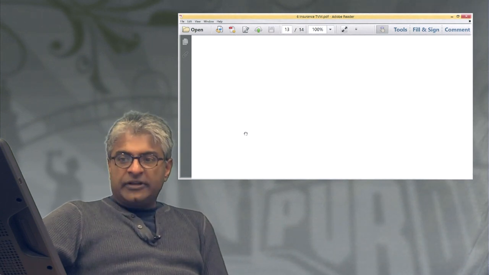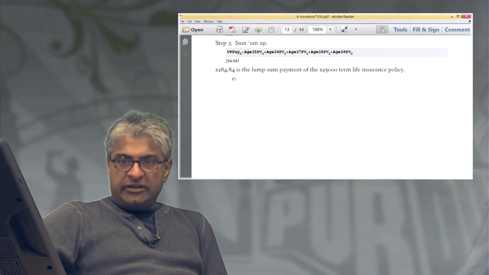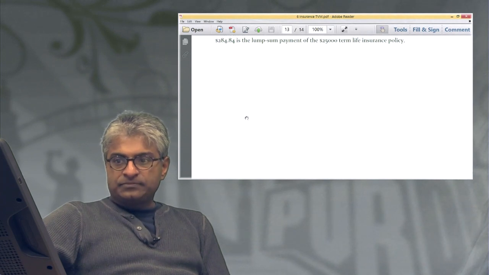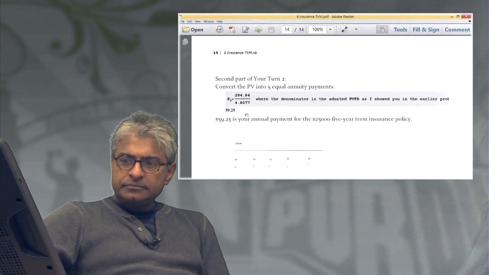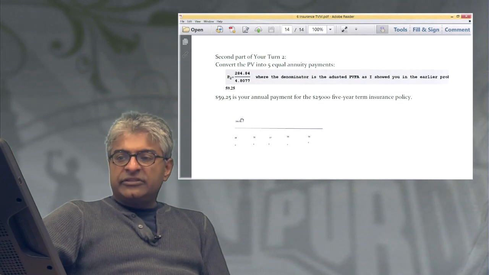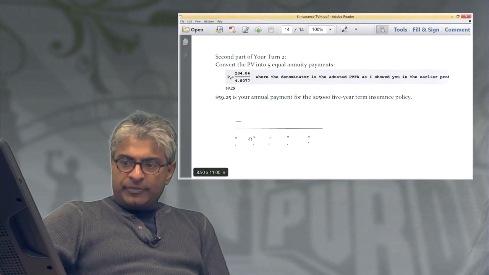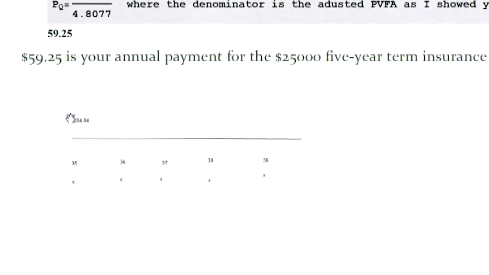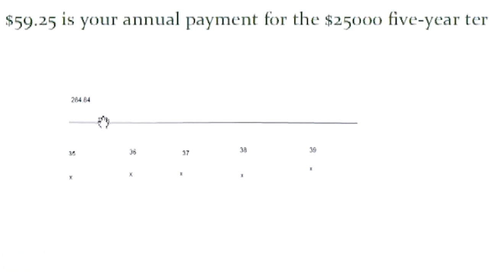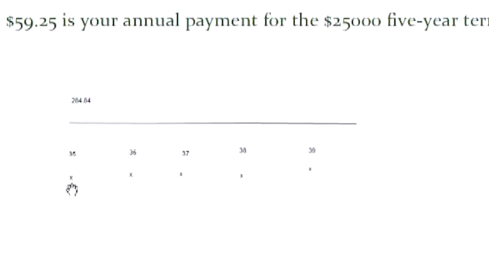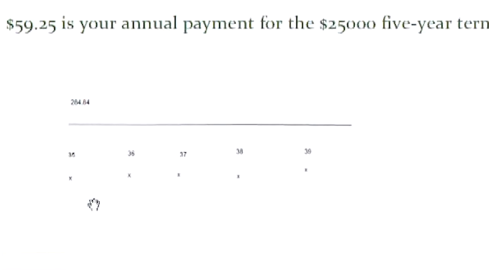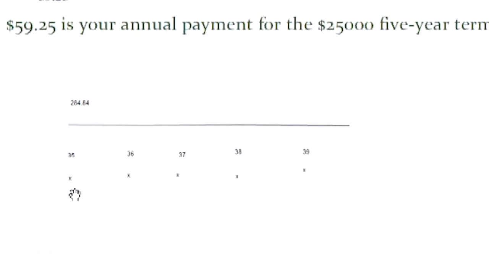Now the second part of it, which is how do you now decompose this $284 into equivalent annual annuity amounts to keep your policy going. And that's where, and I'm going to quickly walk you through, not spend as much time in detail, here's a timeline to make my point. The present value at 35 is $284.84. And then you think of these unknown annuity amounts that we have to compute as X, representing these X's at 35, 36, 37, 38, and 39.